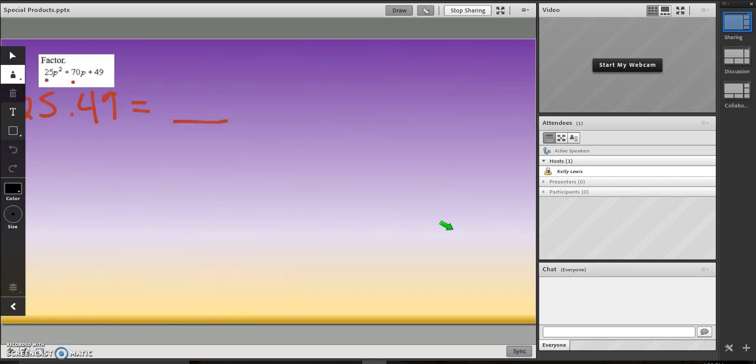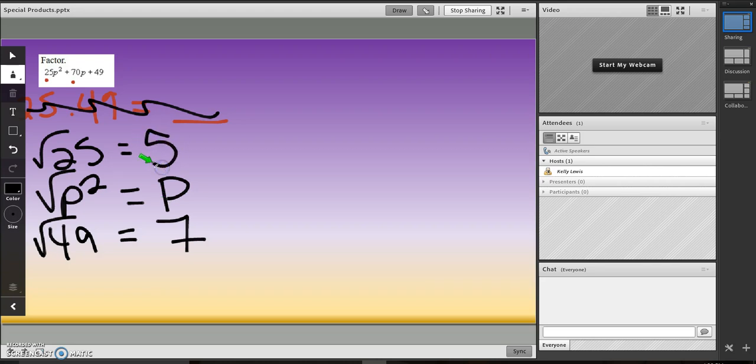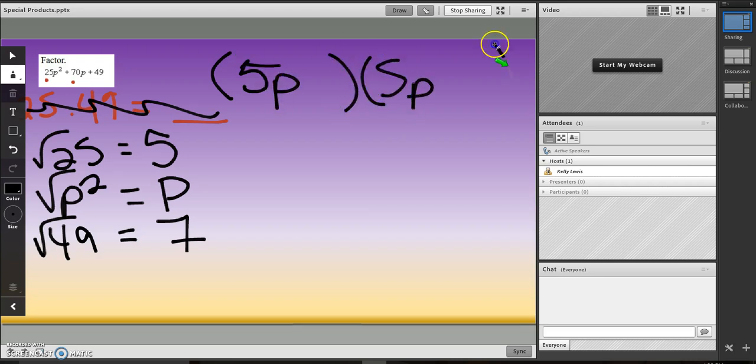Okay, so we got square root of 25, square root of p squared, square root of 49. Ignore the middle guy. The square root of 49 is 7, because 7 times 7 is 49. Square root of p squared is p, because p times p is p squared. Square root of 25 is 5, right? So we're going to write 5p, and then we're going to write 7.